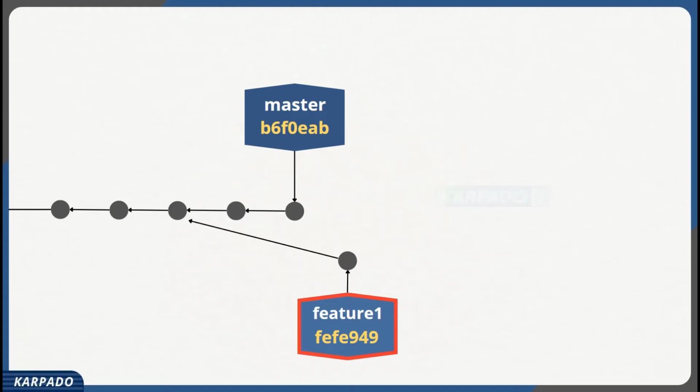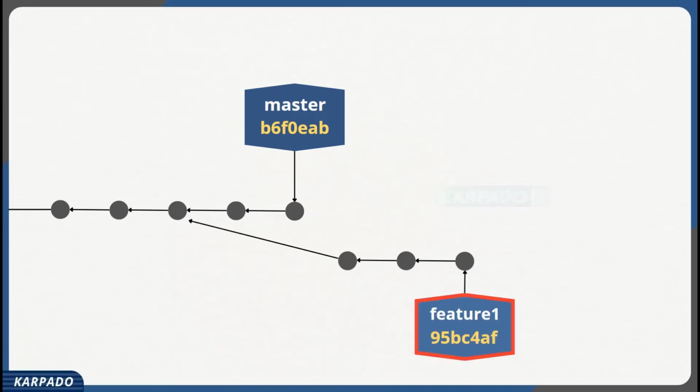Now let's say that I made a couple of more commits. Where do you think those commits would be tracked? Well, since feature1 branch is the current active branch, those commits would be going inside the feature1 branch, and of course feature1 branch would now point to the last commit on that branch.